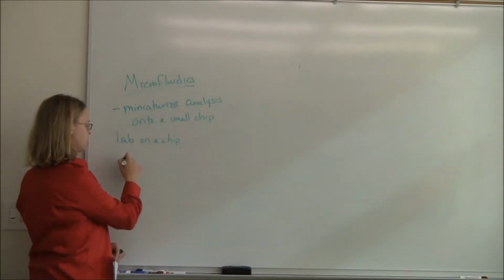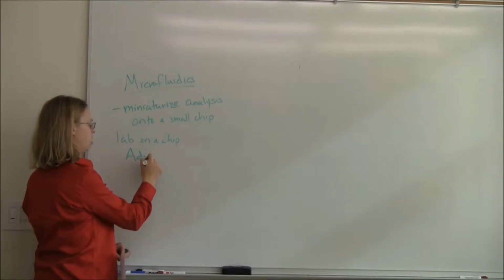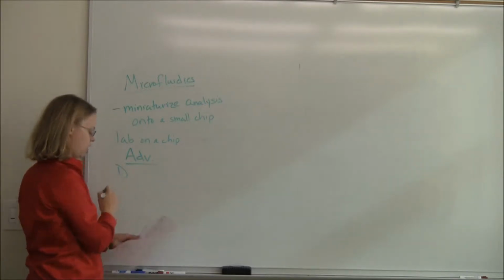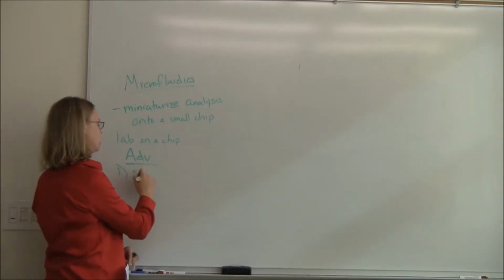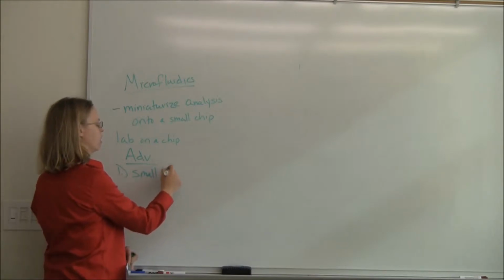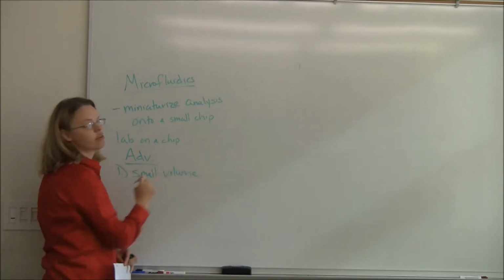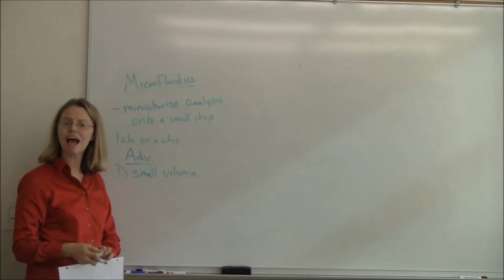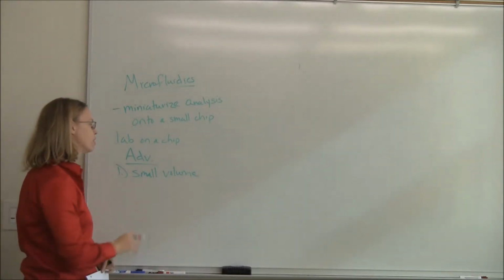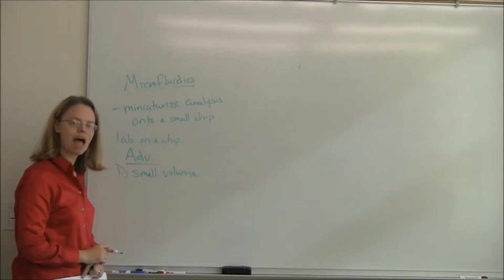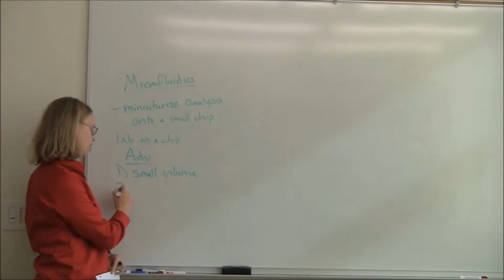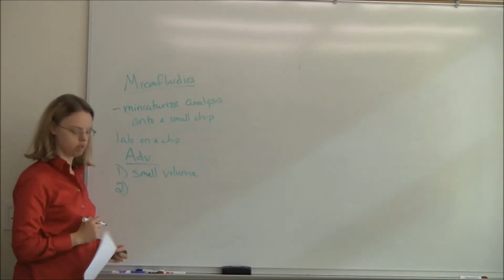The advantages of working on a chip are pretty big. The first one is that everything's done in a small volume. So for instance, let's say you want to do a forensic analysis, and you don't have much sample. Well, if you could design a microchip to do that, then you could use small volumes. They're inherently using small volumes.